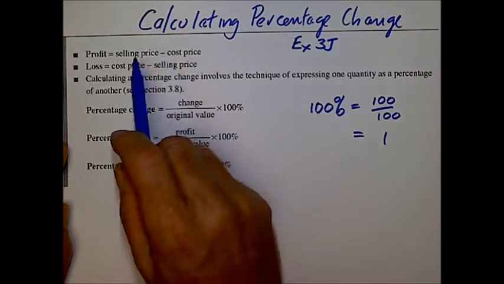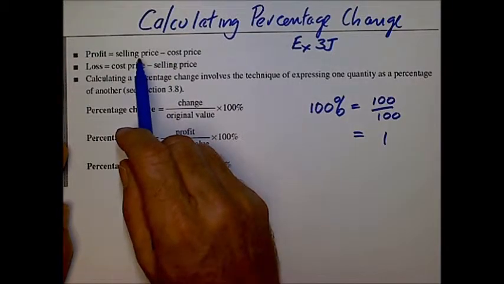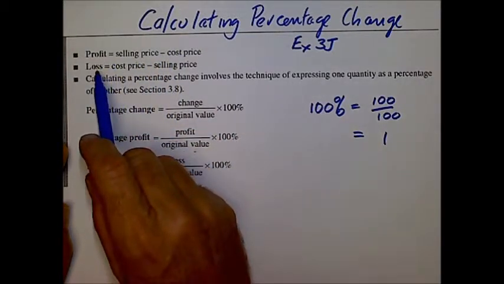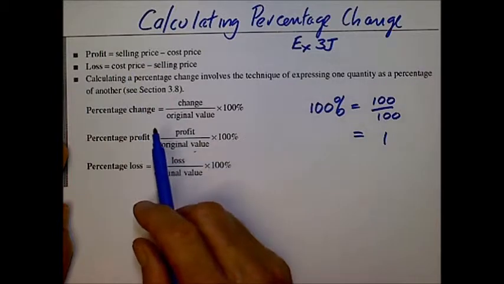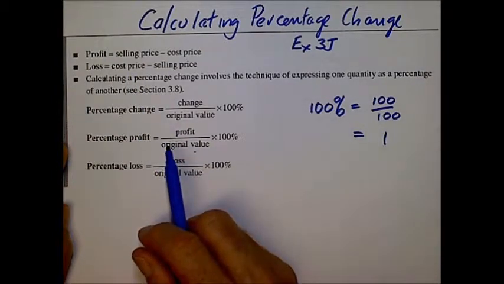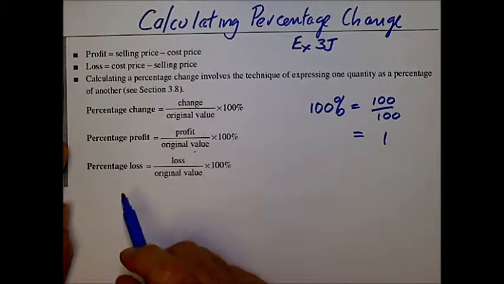So if you sell something for more than what you pay for it, you make a profit. The loss is equal to the cost price minus the selling price. So if you sell something for less than the cost price, you've made a loss.